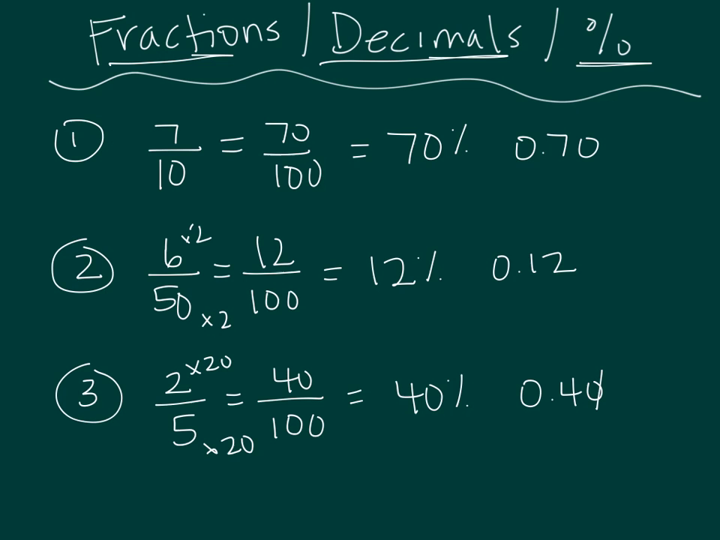I could get rid of this 0 if I wanted to, and it would just be 0.4. But I do not have to. Like in this 0.70, let's just leave it there.